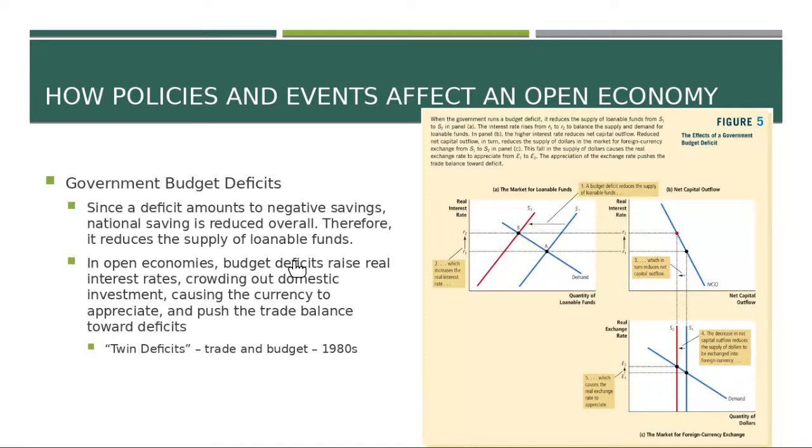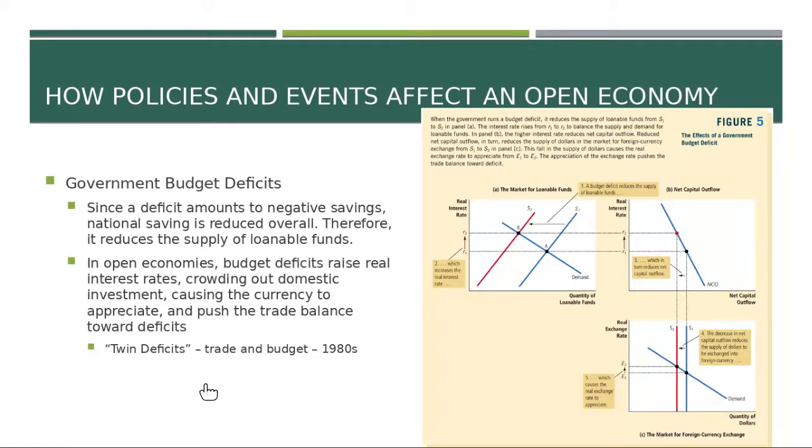Now, again, why does it work this way? Because if a government runs a budget deficit, that means it's spending more than it's bringing in taxes. If it's spending more than it's bringing in taxes, it has to then borrow from the private sector in order to cover its debts. When it borrows from the private sector to cover its debts, this reduces the supply of loanable funds.